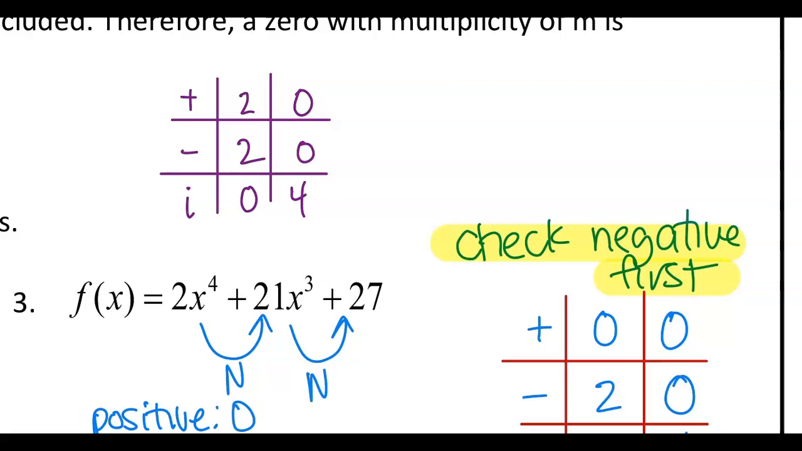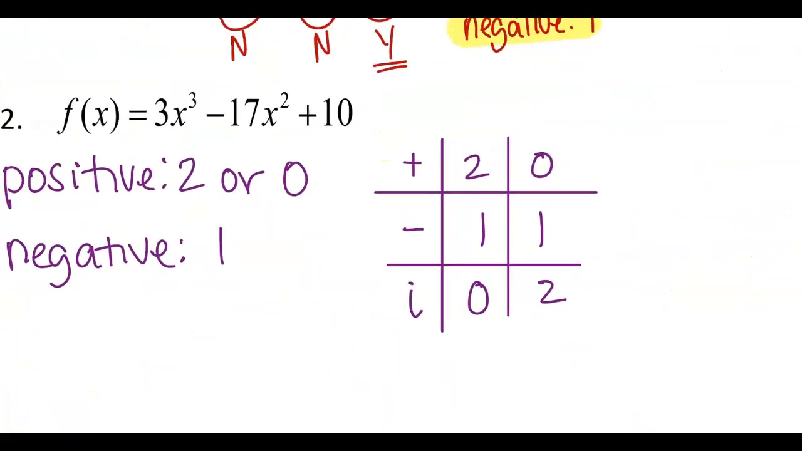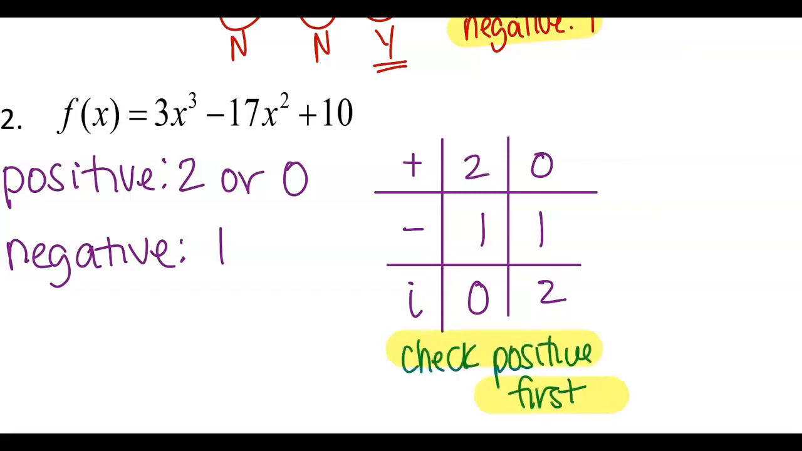Okay, before we flip over to the next page, I completely forgot about this bottom part here. If you had this table, what should you probably check first? I would check the positives. So we would check the positive answers first. All right, pretty good.